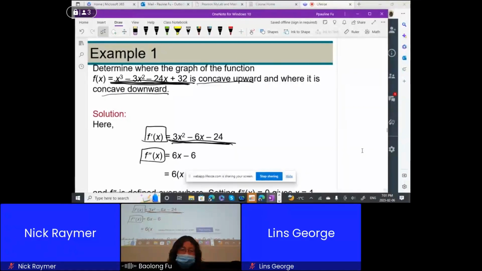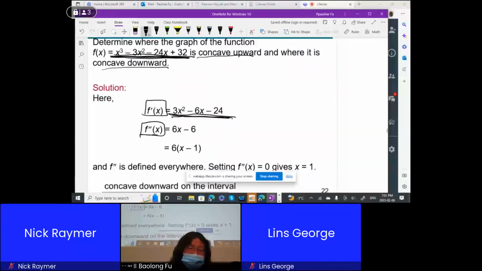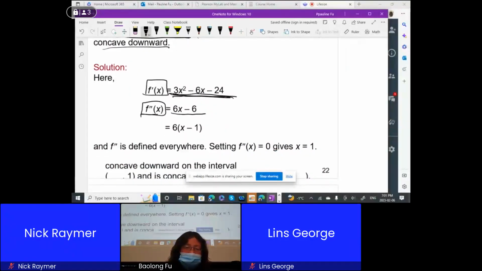And then from the first derivative, you get the second derivative, 6x minus 6. And set the second derivative equal to 0. When the second derivative equals 0, you get x equal to 1. Why do we need to solve second derivative equal to 0?